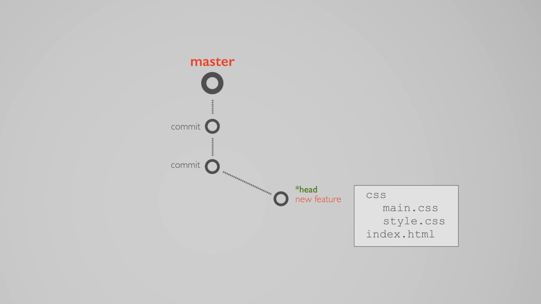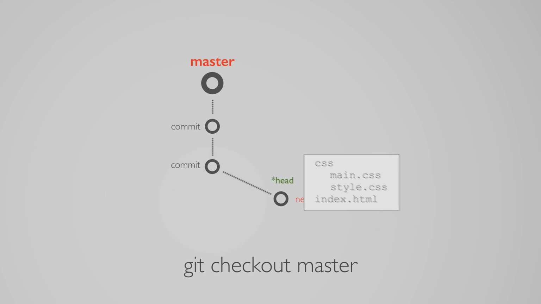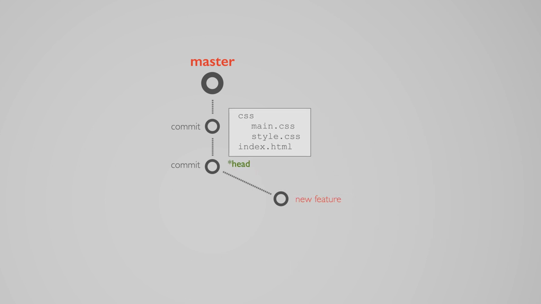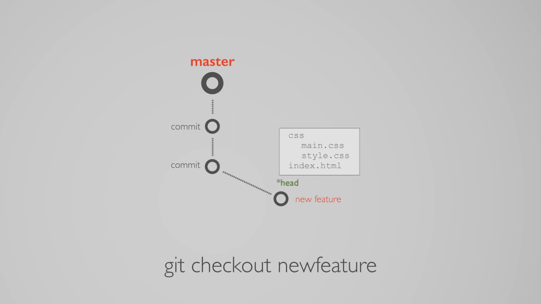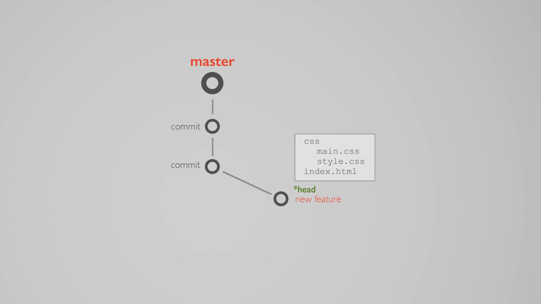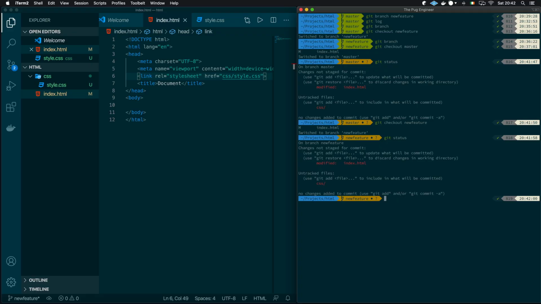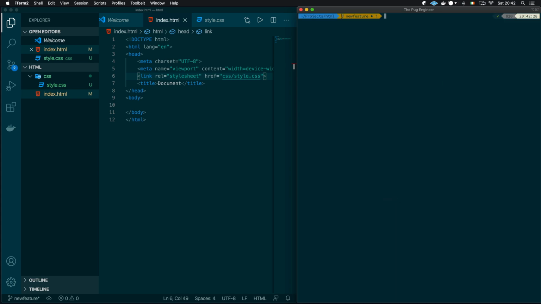So let's assume that we do a git checkout master now. The code will follow us on the master, and if we do a git commit here, it will be committed to the master branch. If we do a git checkout new feature again, it will move back to the new feature branch again, ready to be staged and committed. So let's do that now. In our code, we are still on the new feature branch.